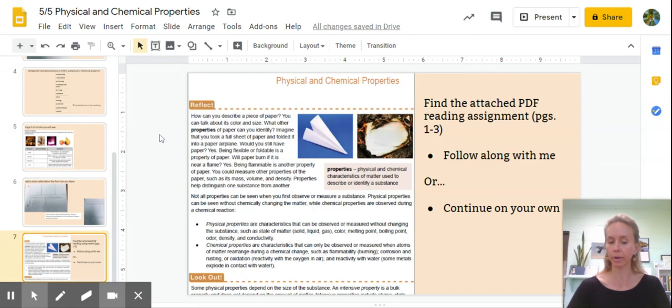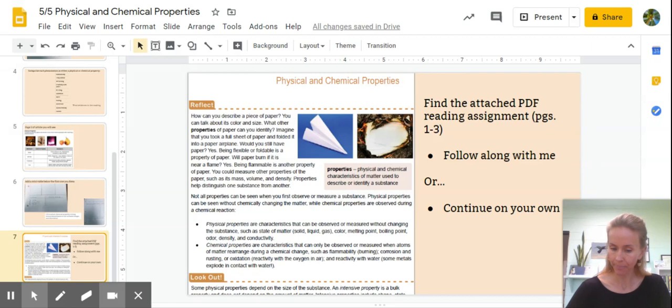Okay, here we go. How can you describe a piece of paper? You can talk about its color and size. What other properties of paper can you identify? Imagine that you took a full sheet of paper and you folded it into a paper airplane. Would you still have paper? Yes. Being flexible or foldable is a property of paper.